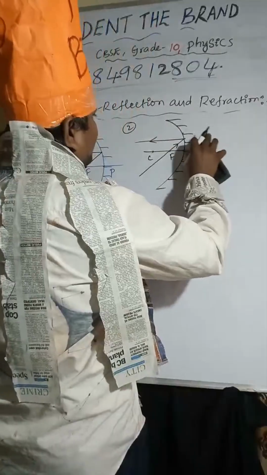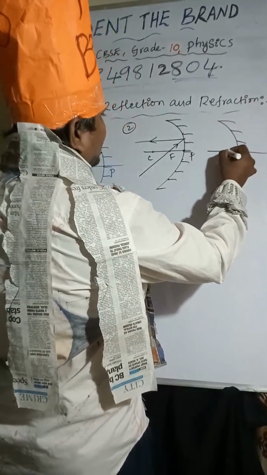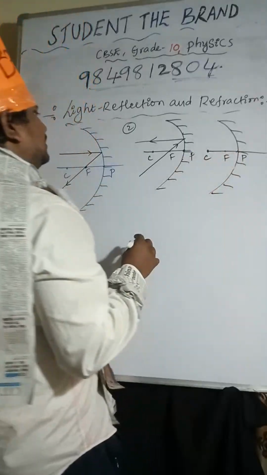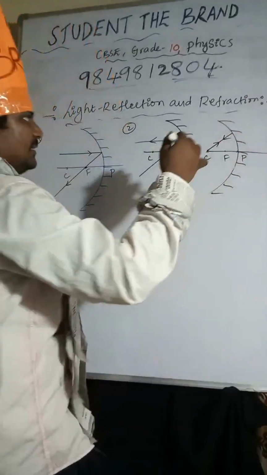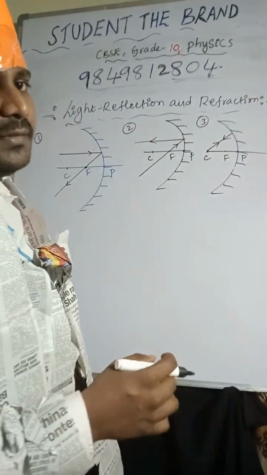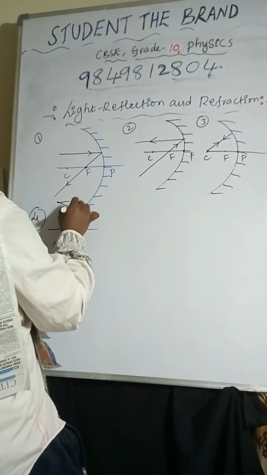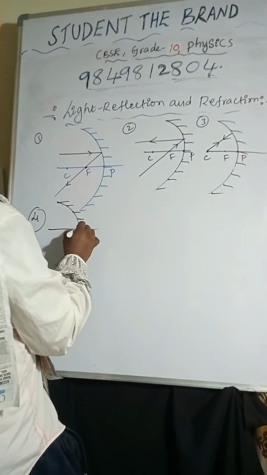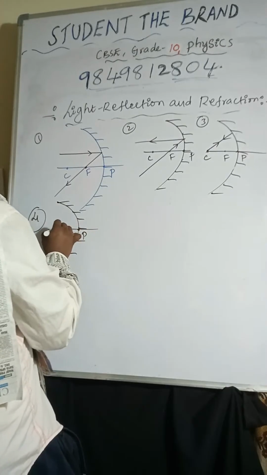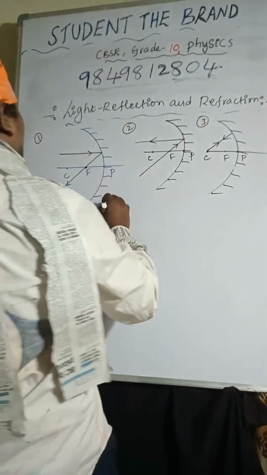And coming to the third one: pole, focus, center of curvature. Light ray is passing through the center of curvature. After reflection, it retraces its original path. So 1, 2, 3. Coming to the fourth one: light rays incident on the pole reflect back. So this is about the concave mirror.